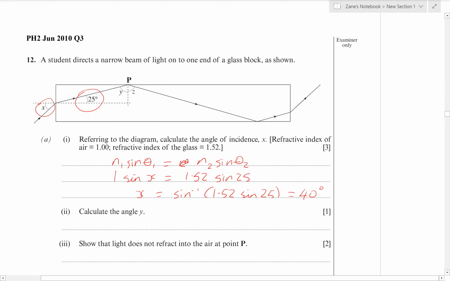Next we're asked to find the size of angle y. Well, it's a right angle as I've just marked. Hopefully you can see that the rest of the triangle there consists of angle y and 25 degrees. So angle y is 90 take away the 25, which is 65 degrees.